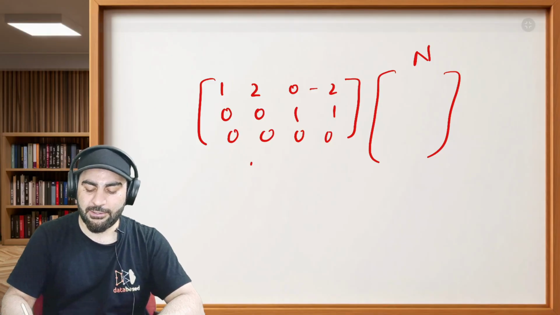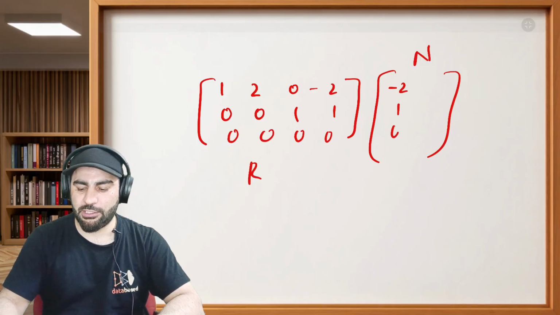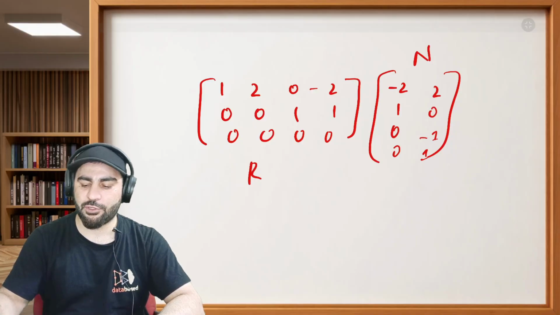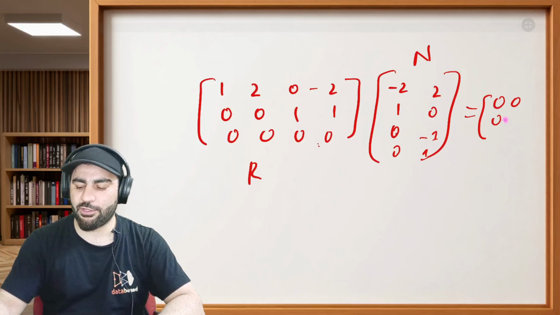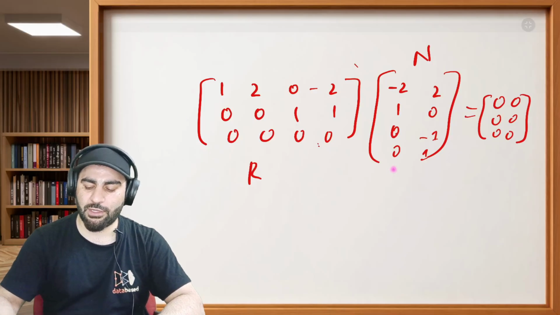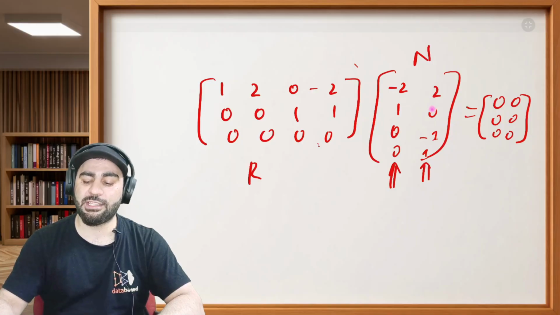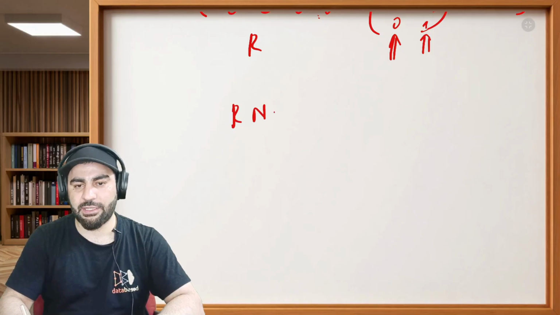So this is my R, the row reduced echelon form. This is my N matrix. You know what N is: -2, 1, 0 and 0, and 2, 0, -1 and 1. So if you multiply these two things together, you will get 0, 0, 0, 0, 0, 0. Okay, so basically this matrix applied on this vector, and the same matrix applied on this vector, because you know that both of these are the special solutions of Ax, and you know these are the basis of the null space. So what I can now say is that RN is equal to 0.